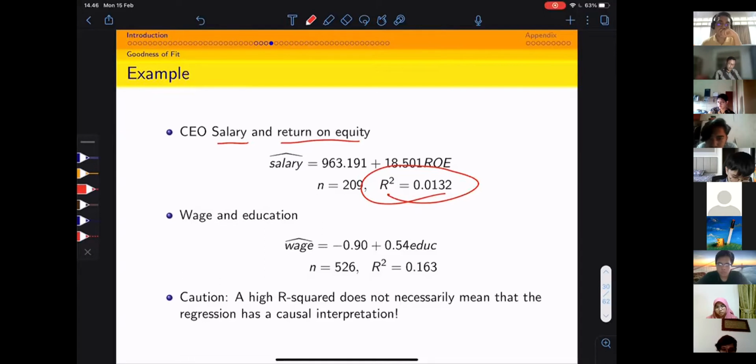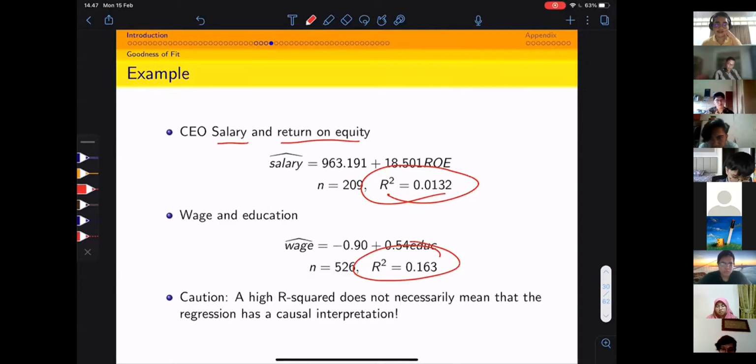Another example is the R-square from the wage and education regression. It means that about 16.3% of the variation of the data can be explained by the variation of the model. In other words, the variation of the model can explain 16.3% of the variation of the data.